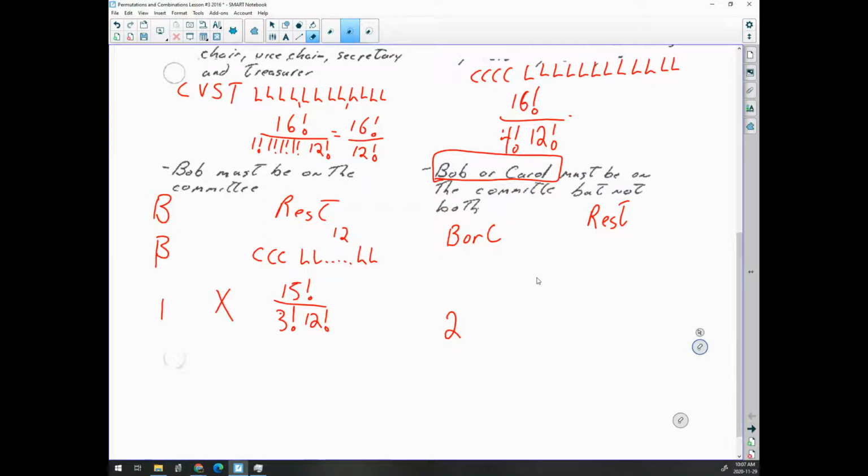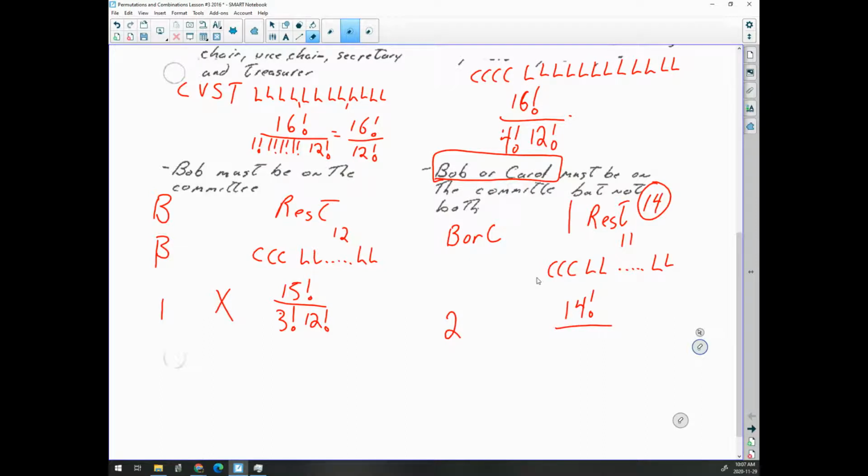Now we have to figure out the rest. Well, now we have, again, we still have 3 people left to place on the committee in addition to Bob or Carol. And the thing is here, this is only going to be 11 people that are going to be lucky. Because one of the Bob or Carol are going to be lucky, so they're not sitting on the committee. We've taken them out of the pool from the rest. The rest is now only 14 people big. 3 people will go on the committee, and 11 will not.